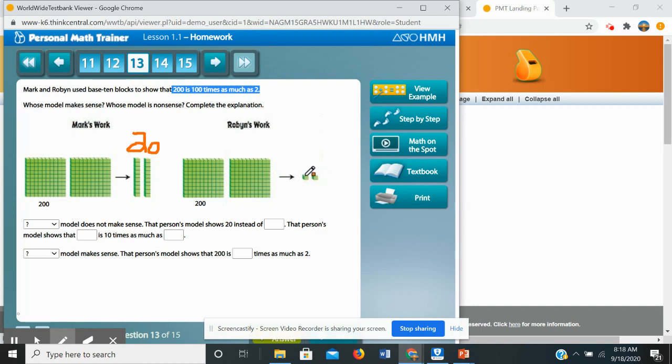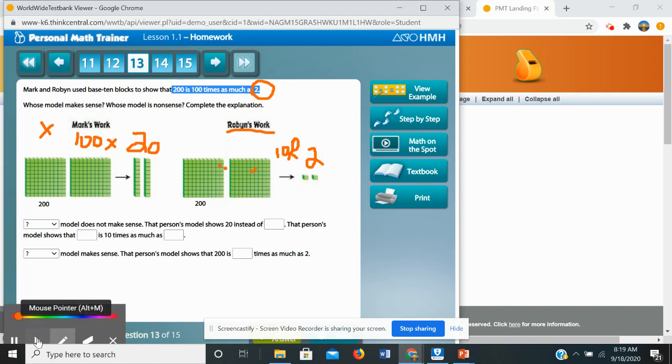Let's look at Robin's. Robin has just ones here, 1, 2. Remember, they want you to start off with 2. That was in the problem here. So who's showing 2 right now? Robin is showing 2. Now, if I multiply her 2 by 100, I do get 200. Mark, on the other hand, if I multiply him by 100, I'm not going to get 200. I'm going to get 2,000. So Mark is the one that is incorrect. So when they're saying nonsense, they're just meaning which one is wrong.